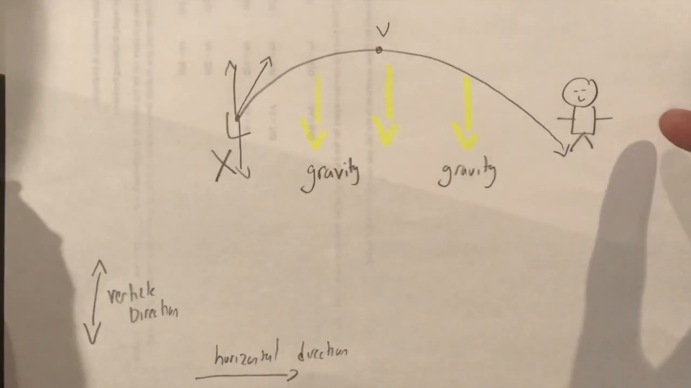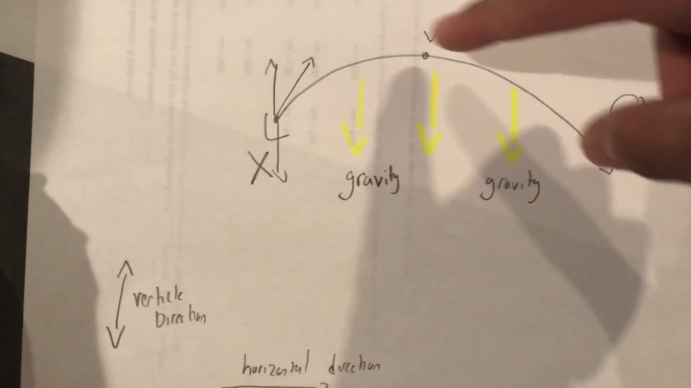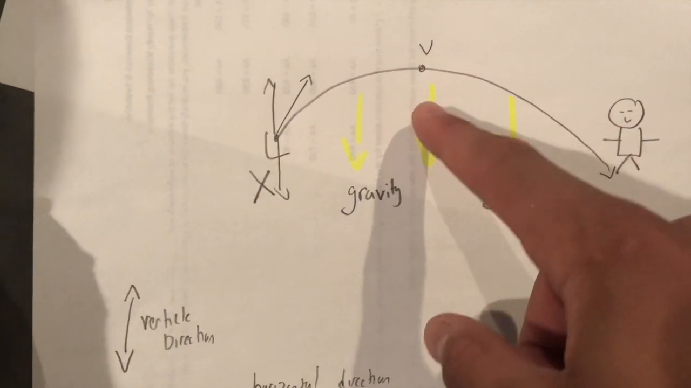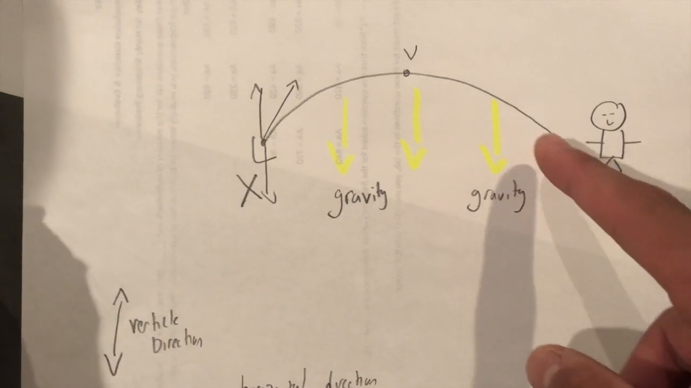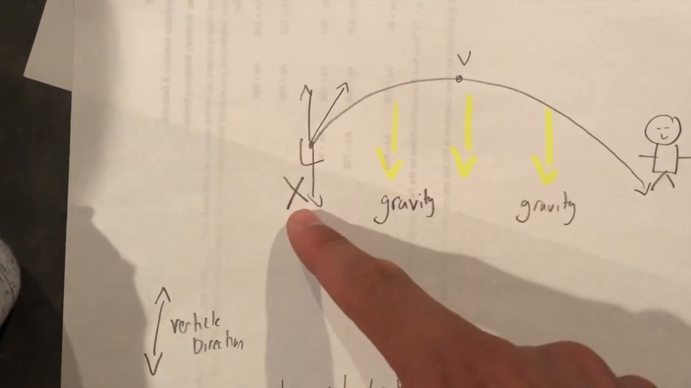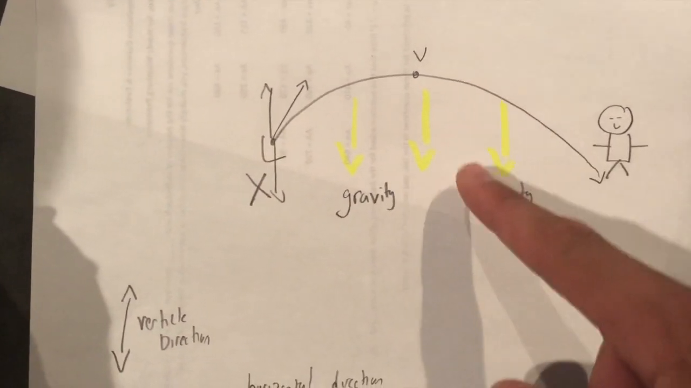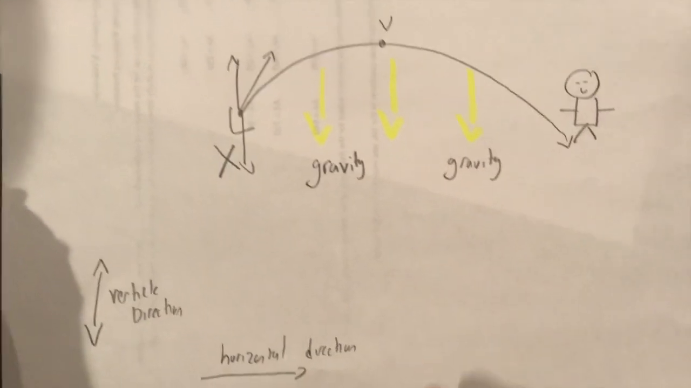Here is me. This is me jumping. Here is when I hit the maximum height of my arc. And then this is where I finish, which is the X. Gravity is pulling me down at 9.81 meters per second squared.